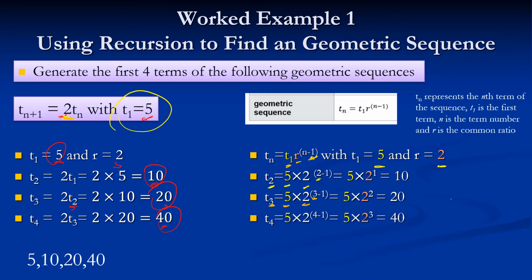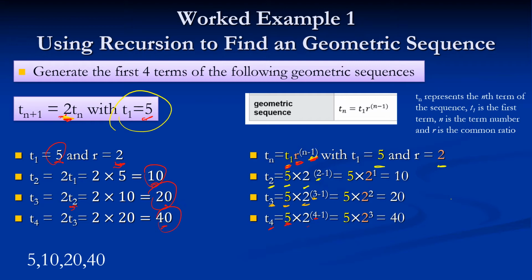Now finally let's look at term 4. It's got the first term multiplied by our common ratio, which is over here, and to the power of the term number minus 1, which was this bit here. So it's like saying 5 times 2 to the power of 3. Now 2 to the power of 3 is 2 times 2 times 2. 2 2s are 4, 4 2s are 8. So 5 8s are 40.